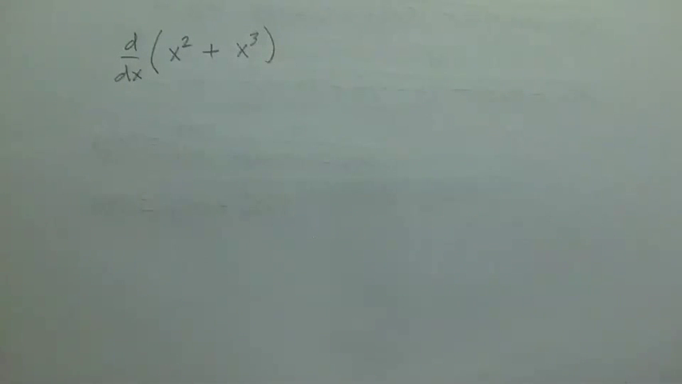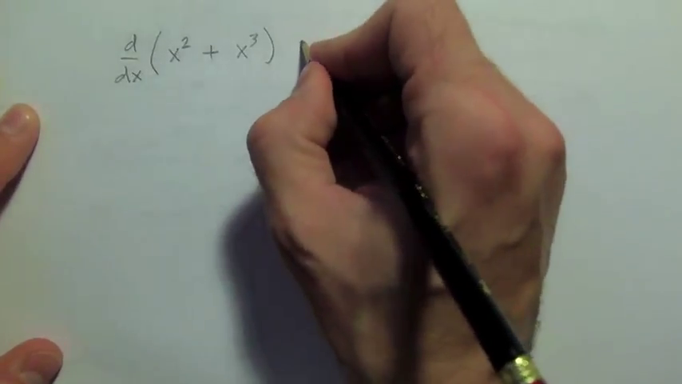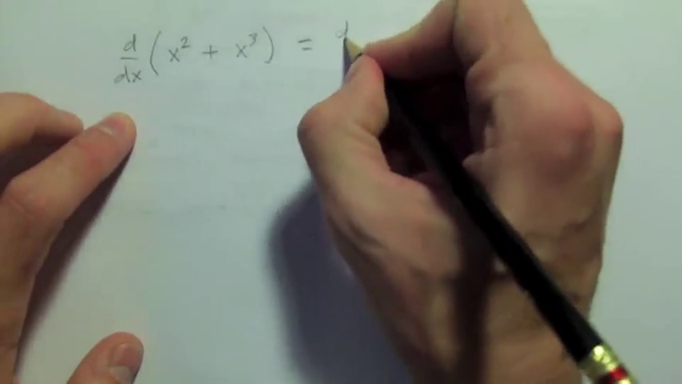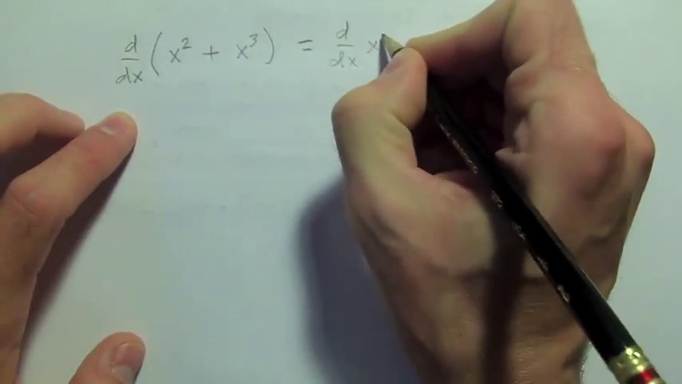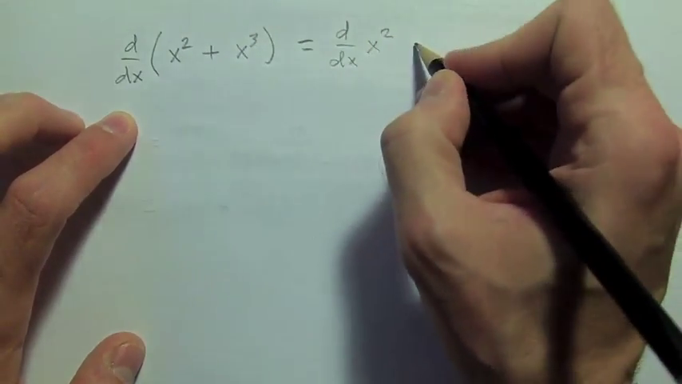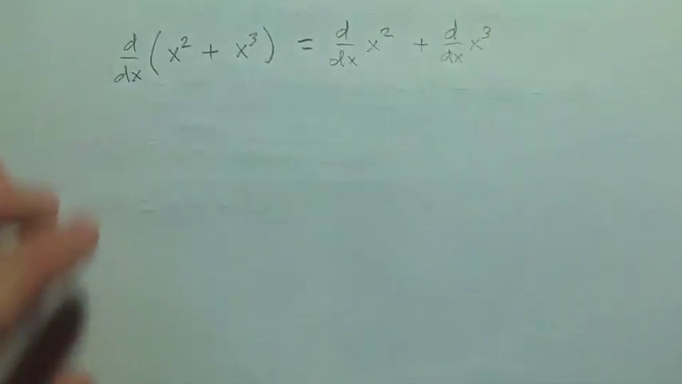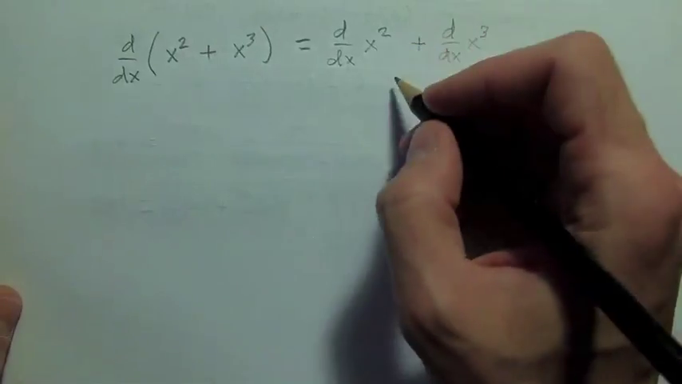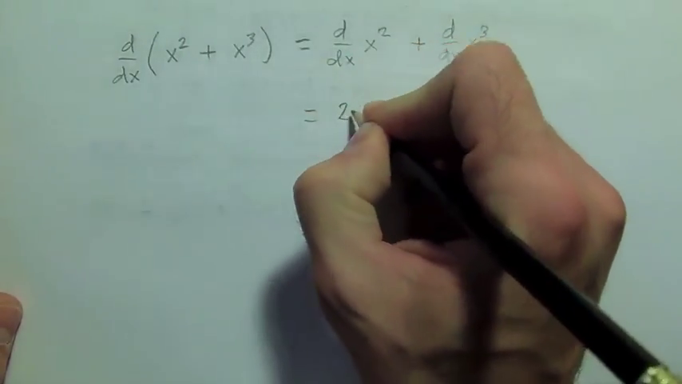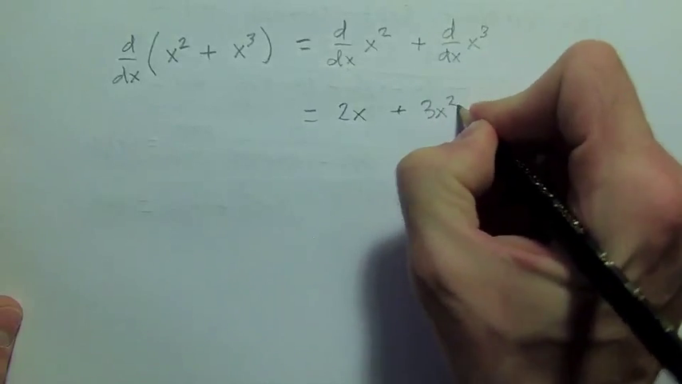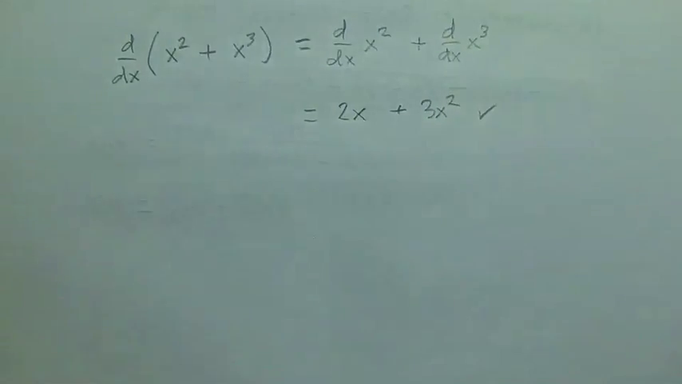But with the sum rule, what it says is that this derivative is just going to be the sum of the derivatives. It will be the derivative of x squared plus the derivative of x cubed. The derivative of x squared we know is 2x, and the derivative of x cubed is 3x squared, and we're done. So much faster than the limit definition.